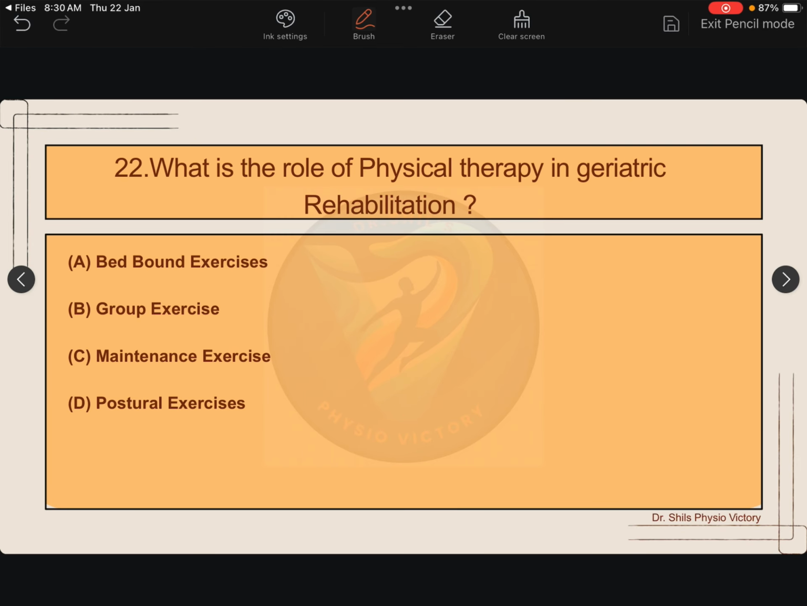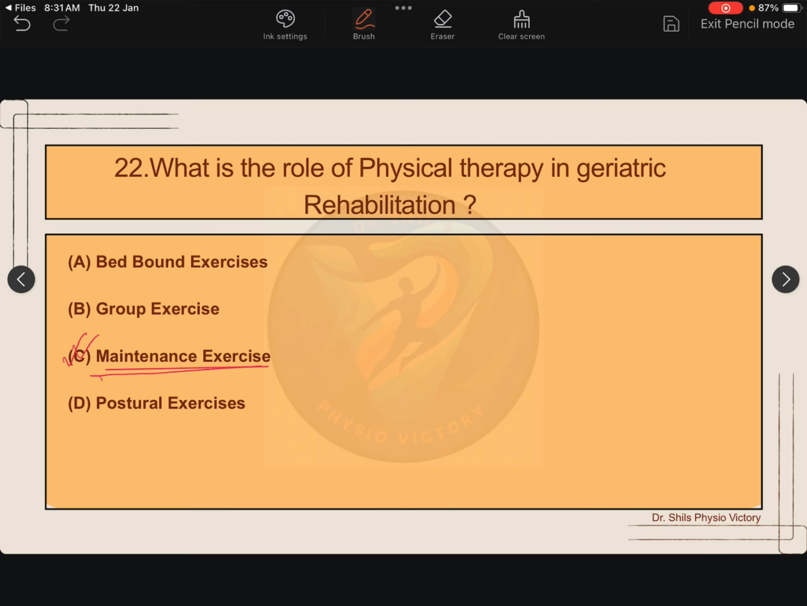Next, come to question number 22. What is the role of physical therapy in geriatric rehabilitation? Option A, bed-bound exercises. Option B, group exercises. Option C, maintenance exercises. And option D, postural exercises. Here, the correct answer is option C, maintenance exercises. In geriatric physiotherapy, the role of the physiotherapist is to prevent falls, maintain independence, and improve quality of life.